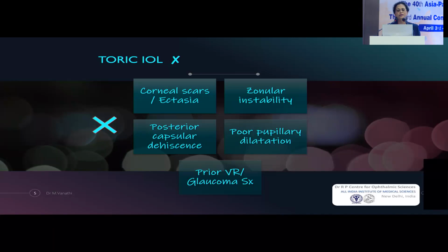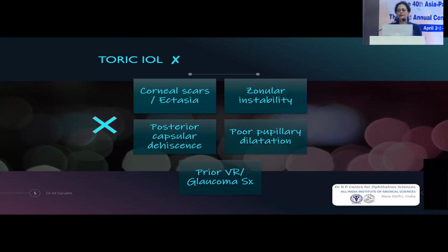Eyes with zonular instability, for the simple reason that rotating the IOLs in the bag, which would probably compromise the bag status, is again a no-no for implanting toric IOLs. With a posterior capsular dehiscence, again for the same reason, rotation and placement on the right axis is going to be unpredictable. So posterior capsular dehiscence is also one of the contraindications here.